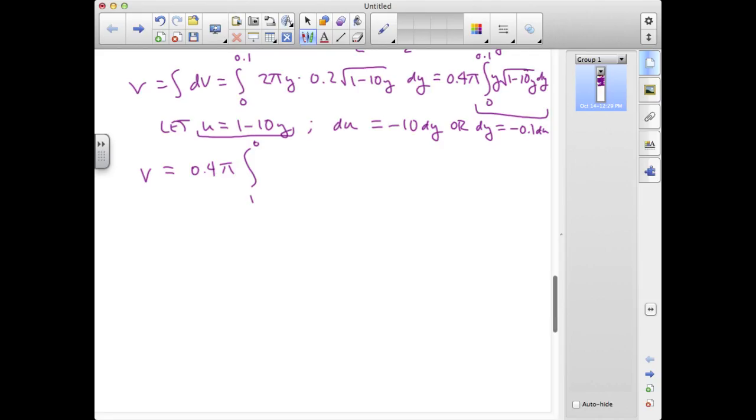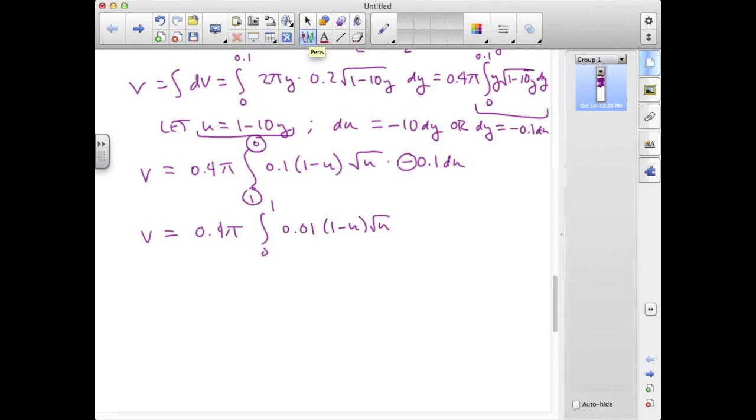So my first term in the integral is y. I could write that as 0.1 times 1 minus u. Then I have the square root of 1 minus 10y, which is the square root of u, times dy, which is minus 0.1 du. Now our limits are reversed here. They're going from a larger value to a smaller value. We want to invert that, and we have a negative sign here. So we can turn this around and write the volume as 0.4 pi integral from 0 to 1 of 0.01 times 1 minus u root u du.